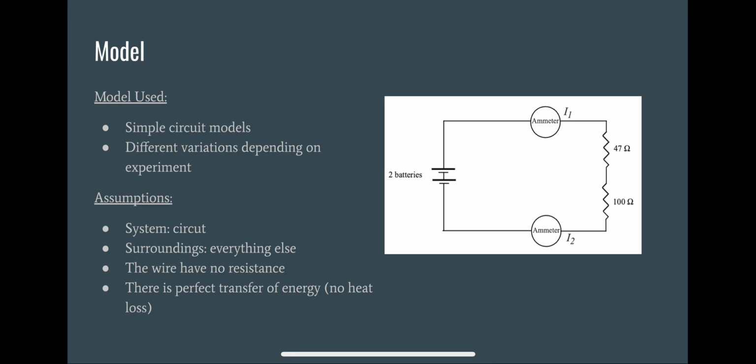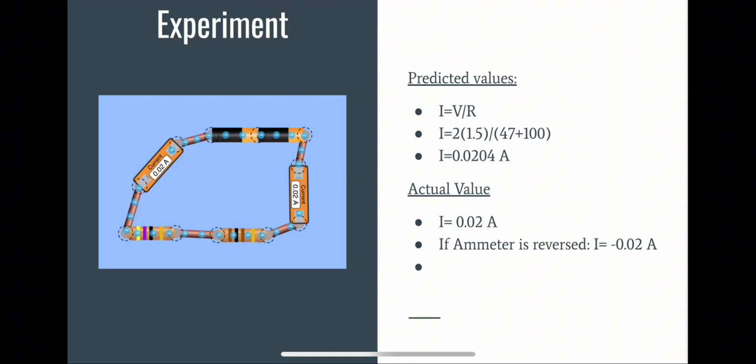no heat loss. The first part of this experiment was completed in the simulated CCK circuit lab. So our predicted value for the first simple circuit was 0.0204 amps according to the calculations shown, and our actual value is 0.02 amps. And if our ammeters were flipped, we would have a value of negative 0.02 amps.